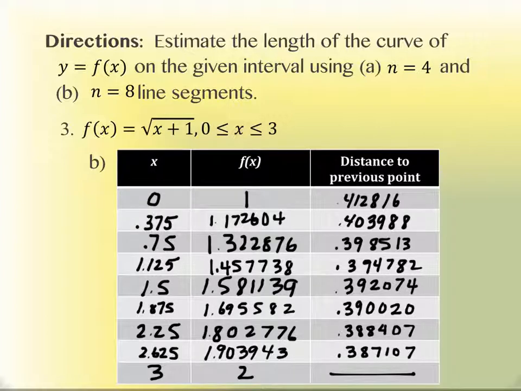So 0.412816 plus 0.403988 plus 0.398513 plus 0.394782 plus 0.392074 plus 0.390020 plus 0.388407 plus 0.387107.